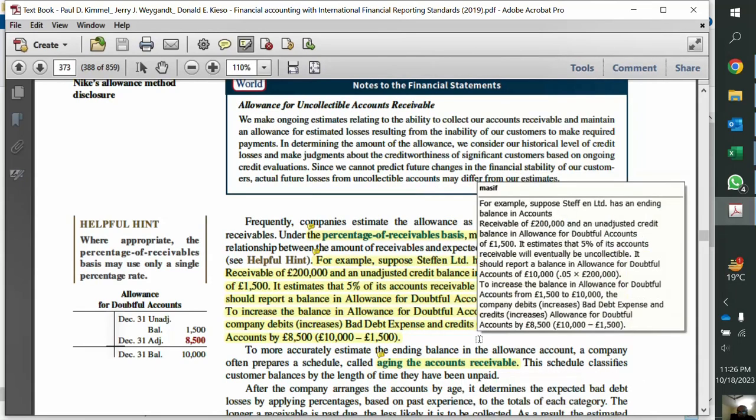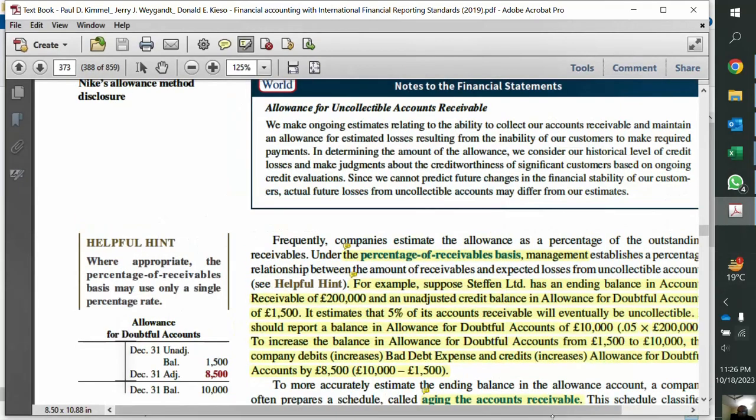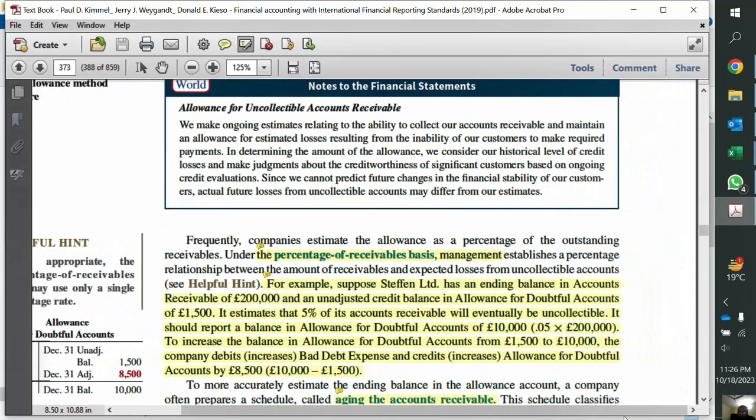For example, assume that the company, Stefan Limited, has an ending balance in account receivable of £200,000 and an unadjusted credit balance in allowance for doubtful accounts, or allowance for bad debts, of £1,500. Now try to understand what the question is saying. It is saying that account receivable has a balance of £200,000, and by default inherently it has to be a debit balance. It is an asset.